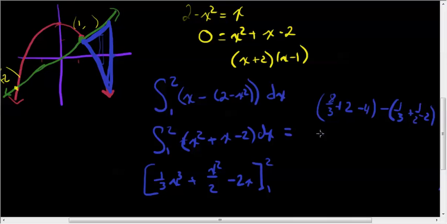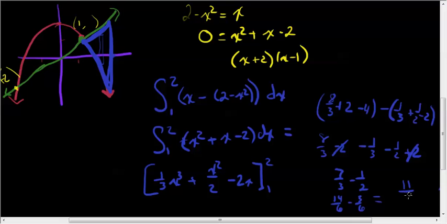So this makes 8/3 minus 2 minus 1/3 minus 1/2 plus 2. So those guys cancel. 8/3 minus 1/3 is 7/3 minus 1/2. So that's 14/6 minus 3/6. Gives me a final value of 11/6, and that is correct, 11/6.